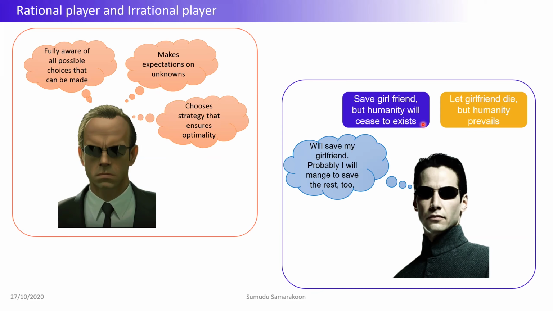So usually with rational players, it is somewhat easy to analyze what would happen under certain circumstances. With irrational players, it is quite difficult to predict what the player would play. Luckily, in this course, we will be focused on rational players.